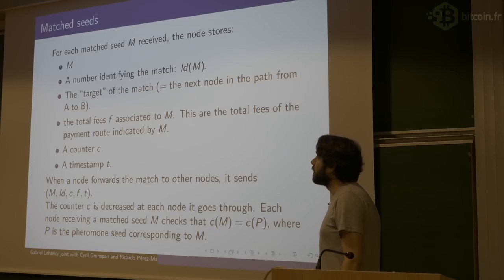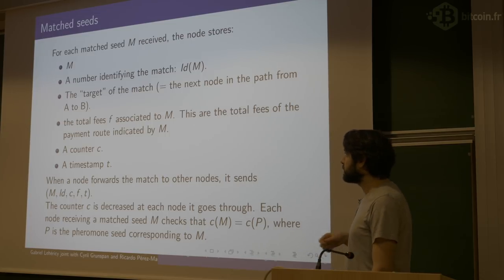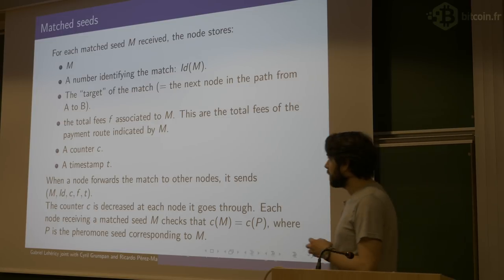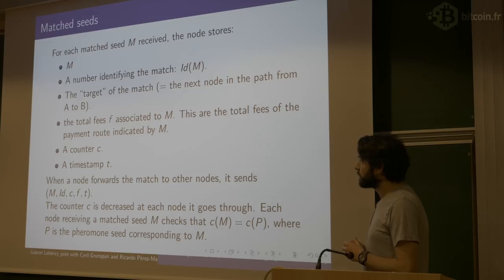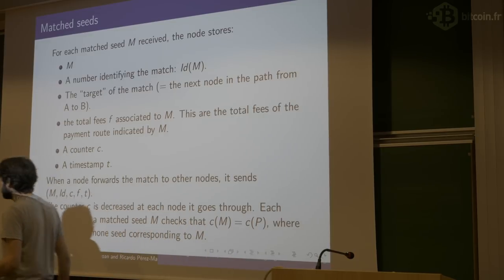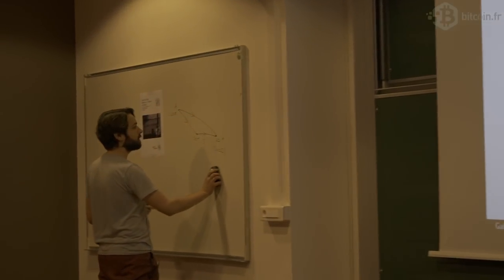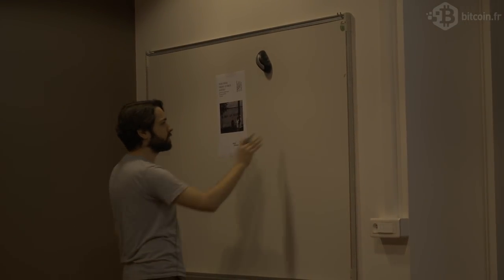They also keep the fees. So these are the total fees corresponding to the route. They need to keep that in memory because when Alice receives the match seed, she needs to be informed of how much fees she would pay for each route. And also, yes, the counter. The timestamp is the same as before, because seeds need to be eliminated when they are too old. Yes, and so, okay, maybe I need to explain the counter for match seeds, how it works.